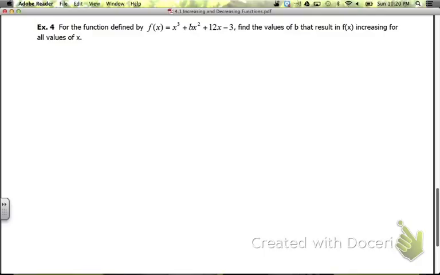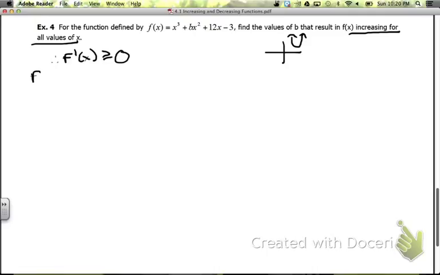Now in our last example, for the function defined by f of x equals x cubed plus bx squared plus 12x minus 3, we want to find the values of b that result in f of x increasing for all values of x. So if we know that f of x is increasing for all values of x, we know that f prime of x is greater than or equal to 0. So we also know that if it's increasing, we are going to have a function that looks something similar to this when we take the derivative.